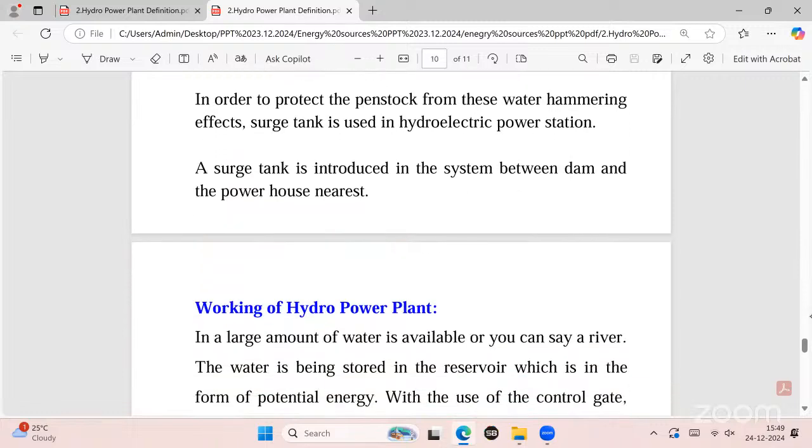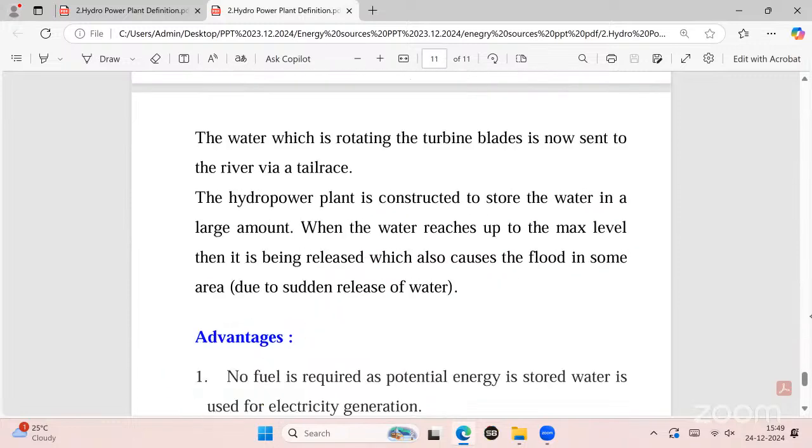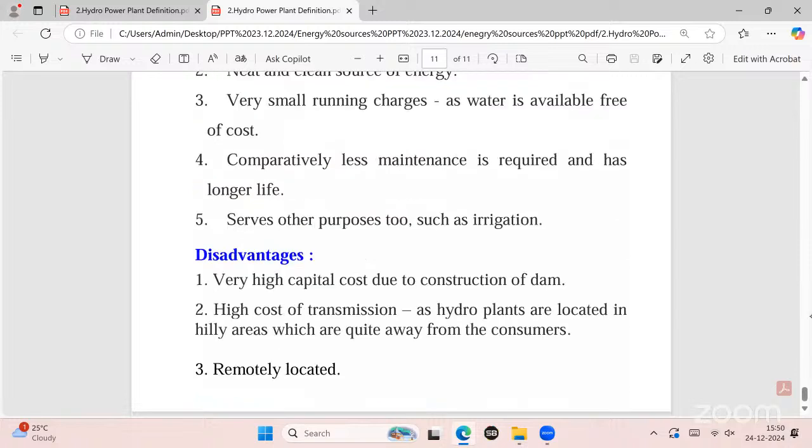Then working principle, advantages, disadvantages. This is one question: site selection, construction, working principle, advantages, disadvantages. Five things. Whichever they ask, you write down. If they ask advantages and disadvantages, write them. If they ask only construction, write that. If they ask only site selection, write that. He may ask anything, we cannot tell, but he will ask only from this. Final. This is called a hydropower plant.